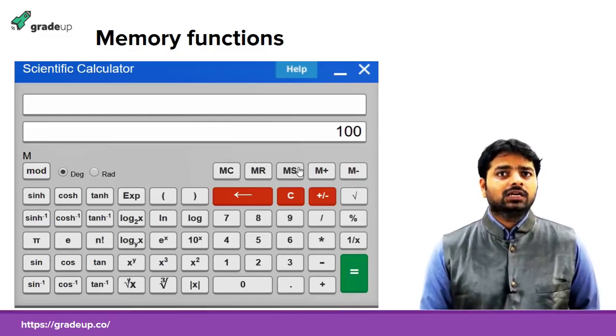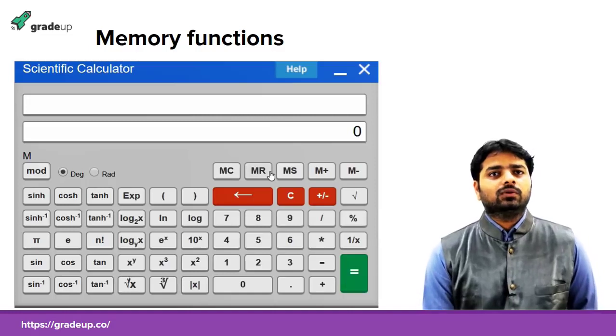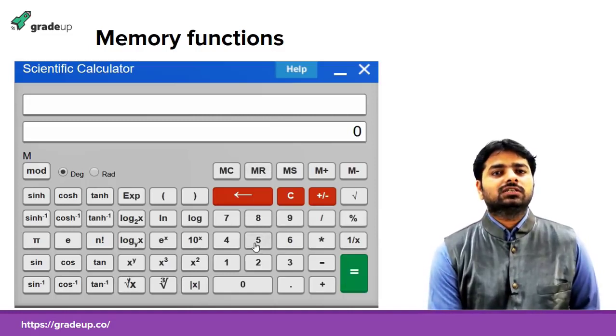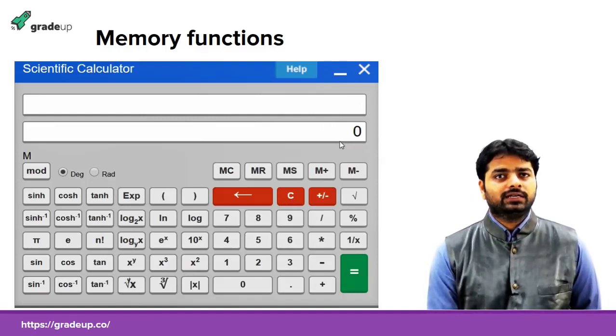Now this 100 you can perform with any calculations if you want. Now I am trying to do some calculations. So I am going to do 54 into, now I want to perform with 100, so multiply with 100. So MR when I press, 100 will be taken. So 54 into 100 will be 5400.